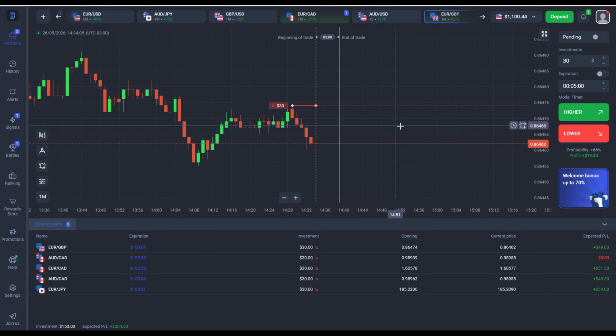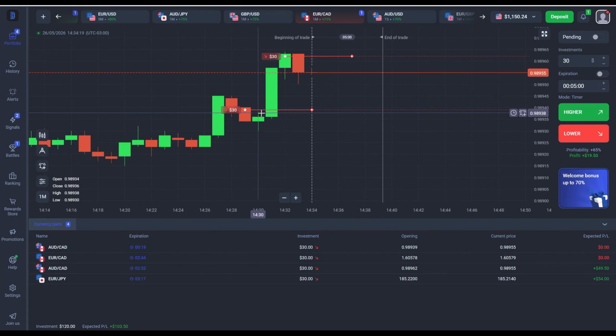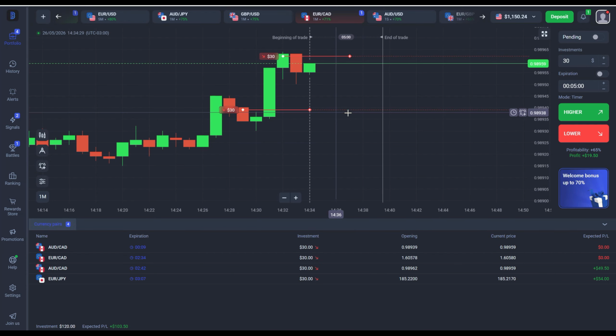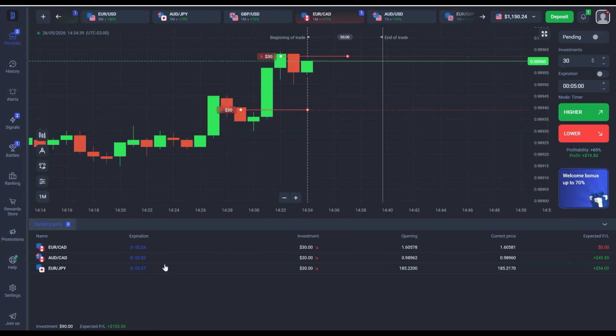Euro-British pound, 5 seconds left, the trade should close in profit. And the trade closes in profit. The second Australian-Canadian trade closes at a loss. The price still didn't drop. Well, it'll close at a loss in 10 seconds. I hope at least the third trade will close in profit. Alright, I'm speeding up the video for you. I'll be back in 2 minutes.